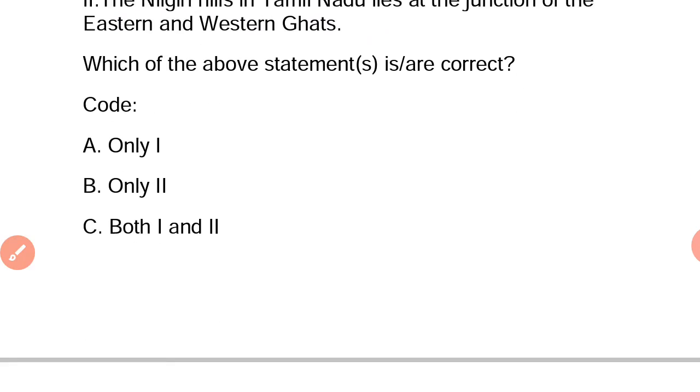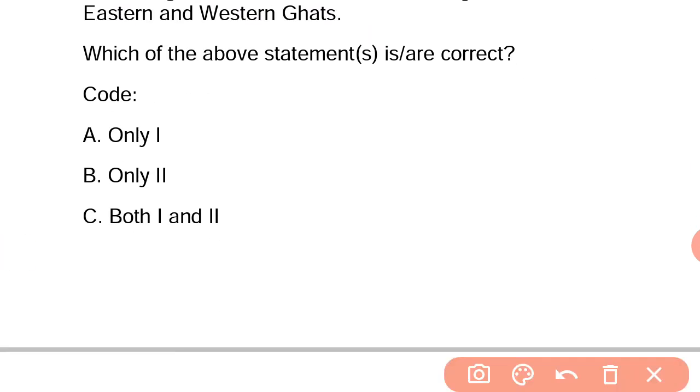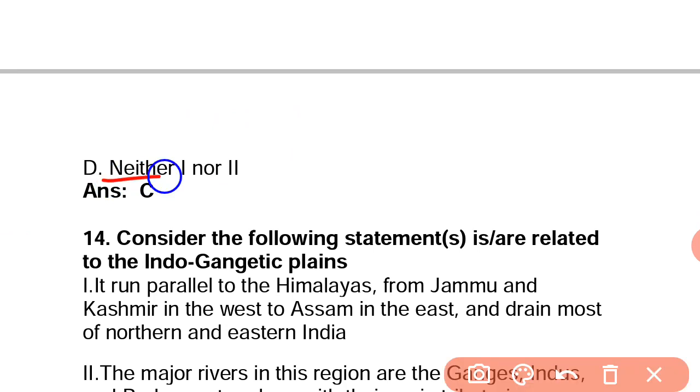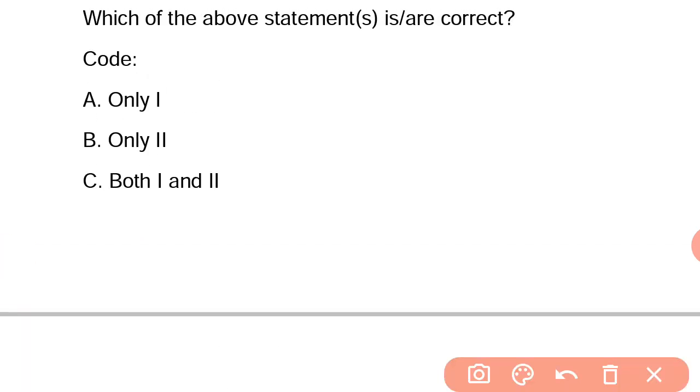Which of the above statements is or are correct? Option A, only I. Option B, only II. Option C, both I and II. Option D, neither I nor II. Right answer is option C, I and II. Next question.